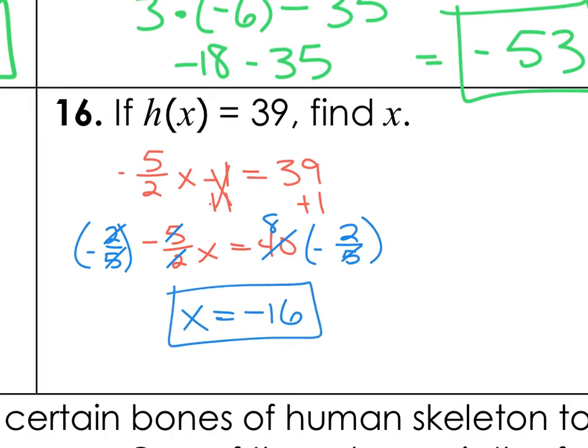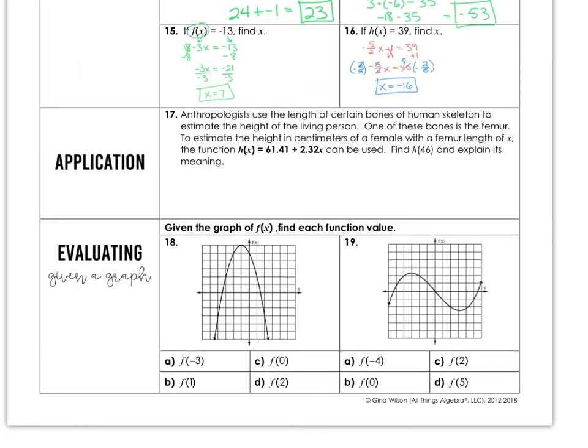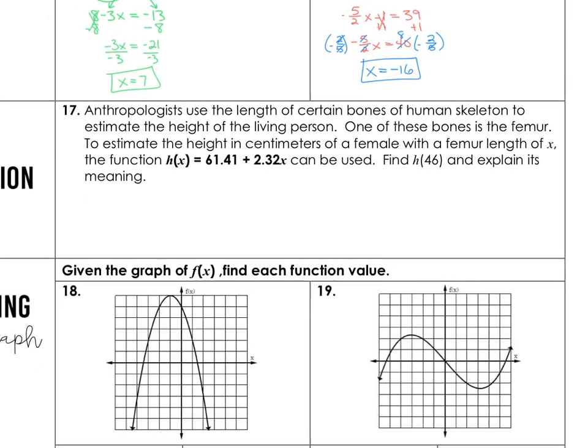There you go. Now, down at the bottom of the page, we've got some things that are a little bit different. Okay, first of all, it's an application kind of problem. Let me read this for you. First off, it says anthropologists used the length of certain bones of human skeleton to estimate the height of a living person. One of these bones is the femur. To estimate the height in centimeters of a female with a femur of x length, the function h of x is equal to 61.41 plus 2.32x can be used. Find h of 46 and explain its meaning.